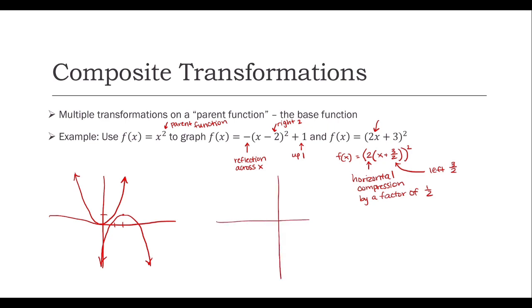So on our graph, if you had your x squared, we'll move it left 1.5. So your vertex is here. And a horizontal compression is pushing your x values closer together. So this is going to be more narrow than our previous one.